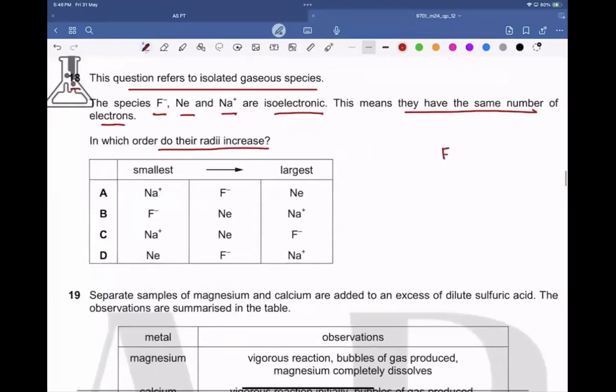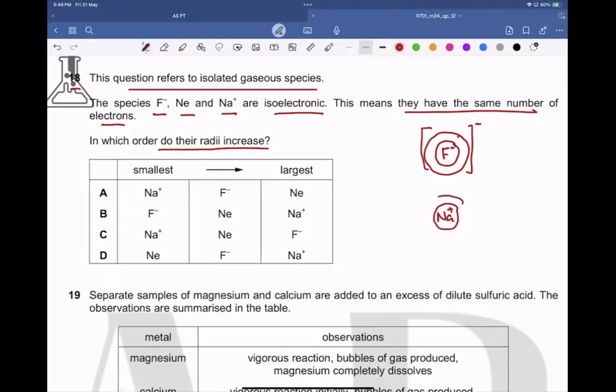So fluoride has 2 shells and a negative charge, right? Sorry, sodium has 2 shells, but it's positively charged. So it means that its nuclear charge is greater, which makes its forces of attraction stronger and its size smaller than the fluoride. Is this understandable? So the smallest one is sodium, that is for sure. So B and D go wrong.